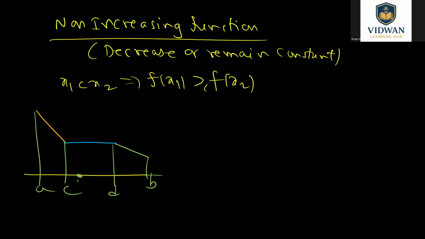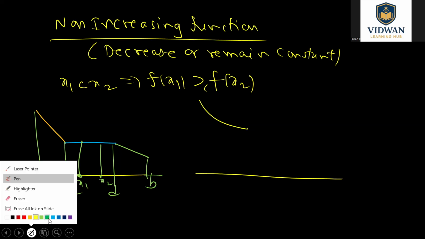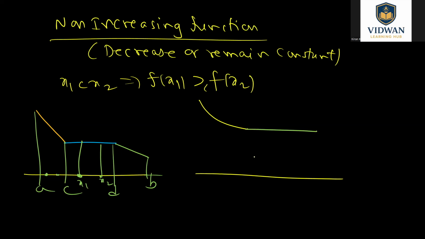So if you choose x1 and x2 in this interval, equal to will hold. f of x1 is same as f of x2. Whereas if you choose them here, the greater than symbol will hold. And similarly, you can also have cases like this type of curve decreasing, then this type of line, and this type of curve again.